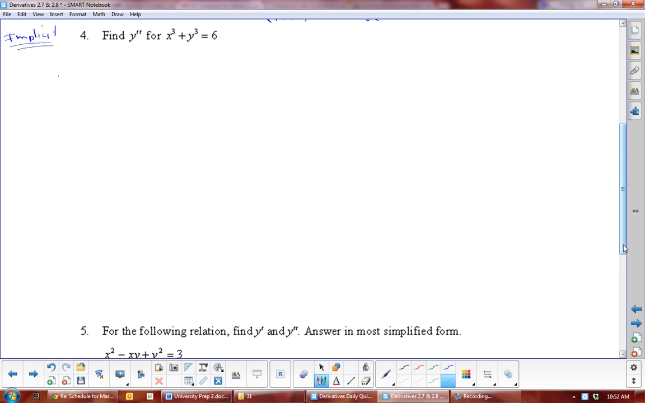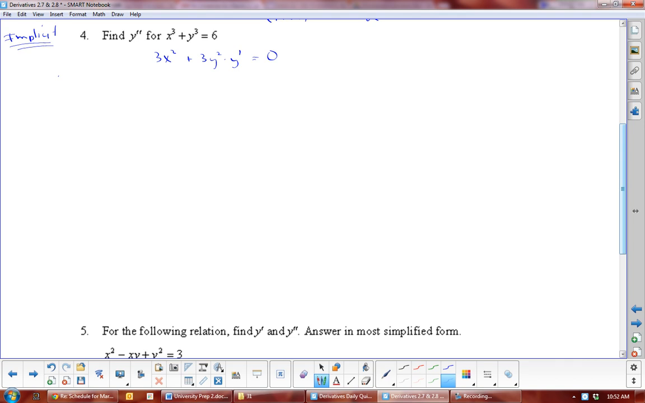And one thing that always occurs with implicit, because we're going to do 2 of them, you'll see as we do them, is very different than when it was just y equals, when you could isolate y. So let's just do the derivative. This would be 3x squared plus 3y squared times y prime equals 0.